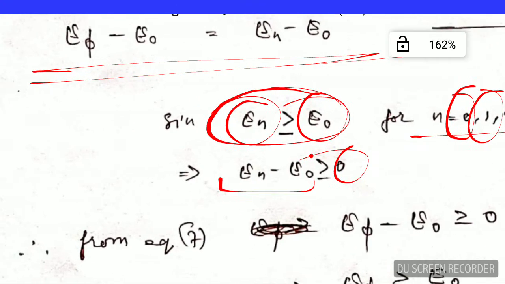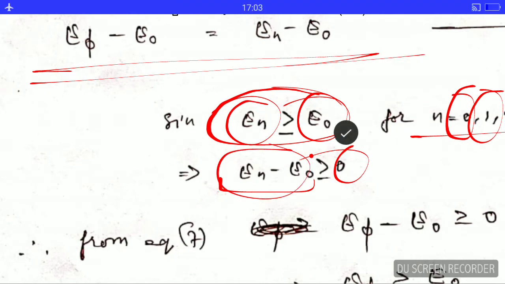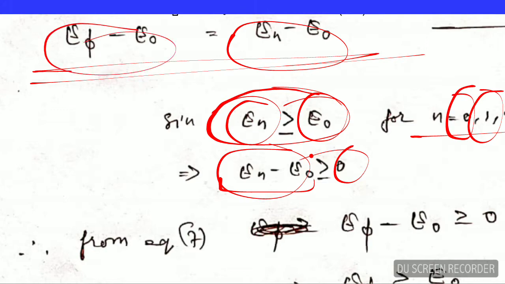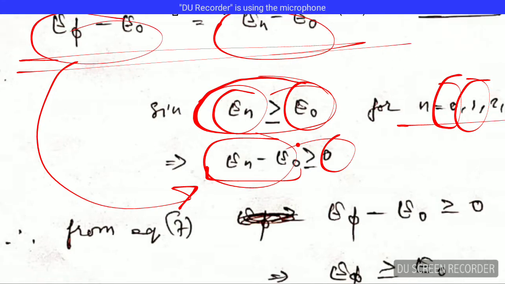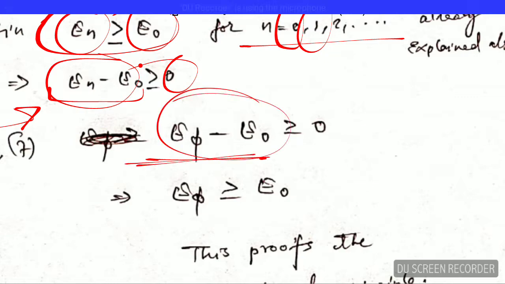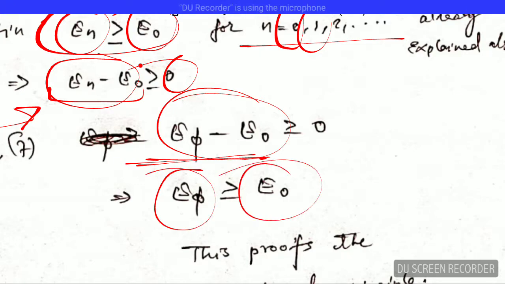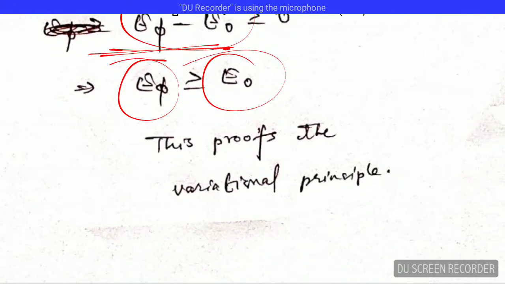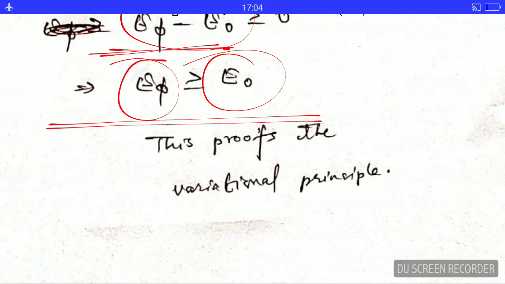Now I will plug in the value of this quantity, so I will plug this value here and I got this. This means that the difference is positive or greater than 0, that means the E phi should be greater than or equal to E0. So this was the basic statement of the variational method, which I have just proved to you. So this proves the variational method.